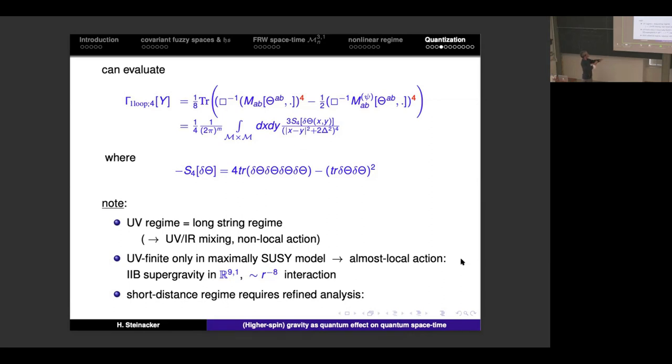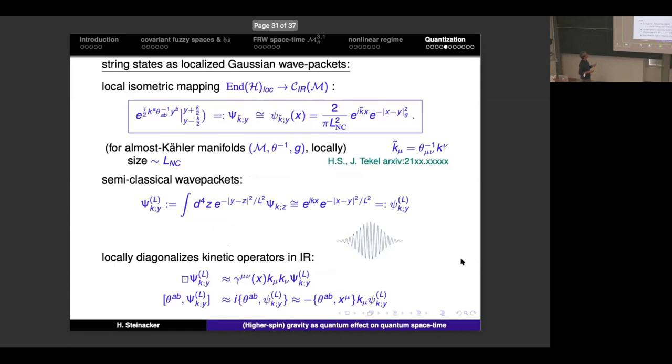You see, these string modes are really ultraviolet states, and they lead to the type 2B supergravity, which goes like r to the minus 8. So the supergravity comes from the string modes. What we need here is actually the short distance regime. And to get the short distance regime, there is another trick you have to play. You need a little bit of refinement of this analysis, and this can also be done. Namely, the point is that when the points come very close, the string modes actually become Gaussian wave packets. And that's a precise statement. These string modes for nearly coincident points are precisely Gaussian wave packets, which have this form.